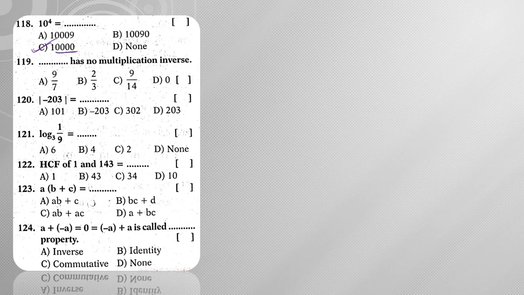Zero has no multiplicative inverse, because 1 by 0 is not defined. Next, modulus of minus 203. So modulus of minus 203 is nothing but 203.